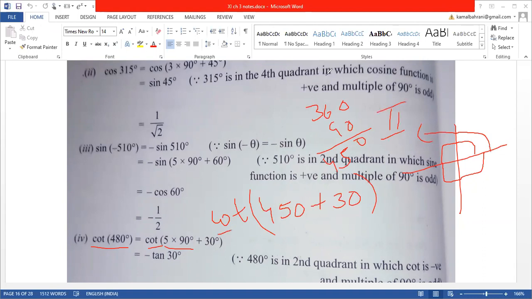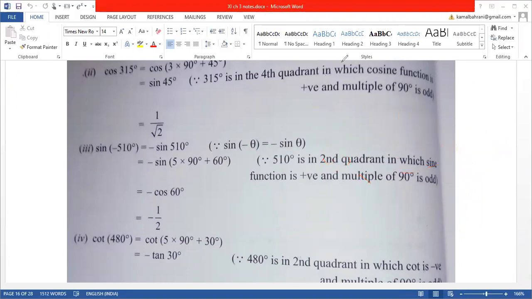Now in the second quadrant, first of all, it will be 90 plus theta. Cot of 90 plus theta will change to tan theta, so tan 30 degree. And it is lying in the second quadrant, where cot is negative. So minus tan 30 will come. Just see, minus tan 30 has come. All these things you have to keep in mind. So minus tan 30, you know the value of tan 30, what it will be.